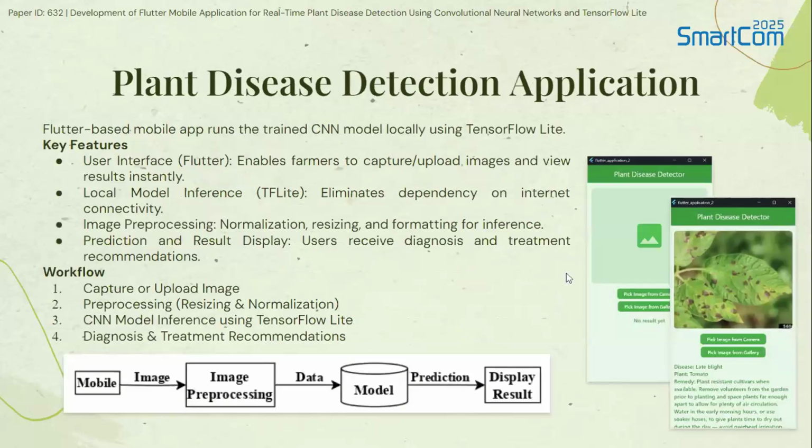The plant disease detection application was developed on Flutter. The key features were that the farmers were able to capture or upload the images and view the results instantly. The local model inference allowed the farmers to use the app without internet access. The image preprocessing was done by normalizing, resizing, and formatting for inference. After uploading, the farmers can receive the diagnosis and treatment recommendations.